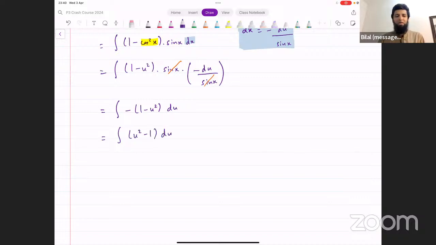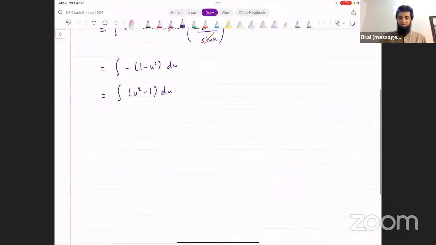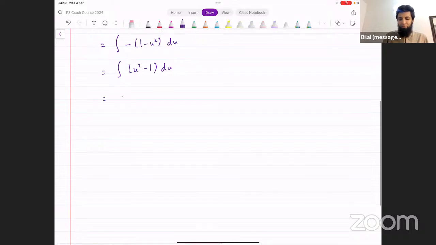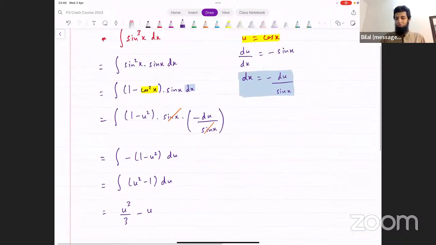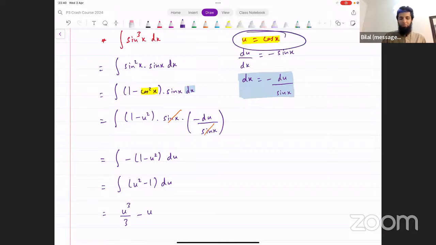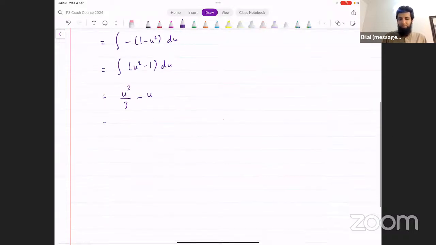Now this is something that you can integrate quite easily using the power rule. What's the integration of u squared? Integration of u squared is u cube over 3. Integration of 1 is going to be u. Now you put that substitution back. What was u equal to? u was cos of x. So the integral at the end turns out to be cos cube x divided by 3 minus cos of x plus c. That is your final result.